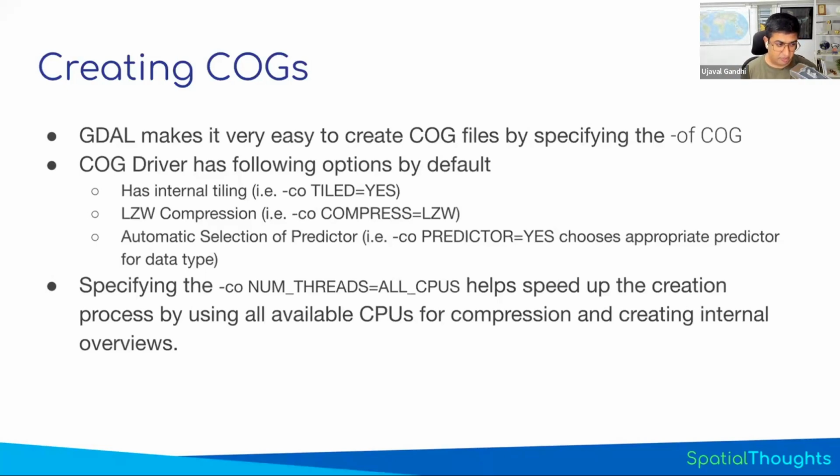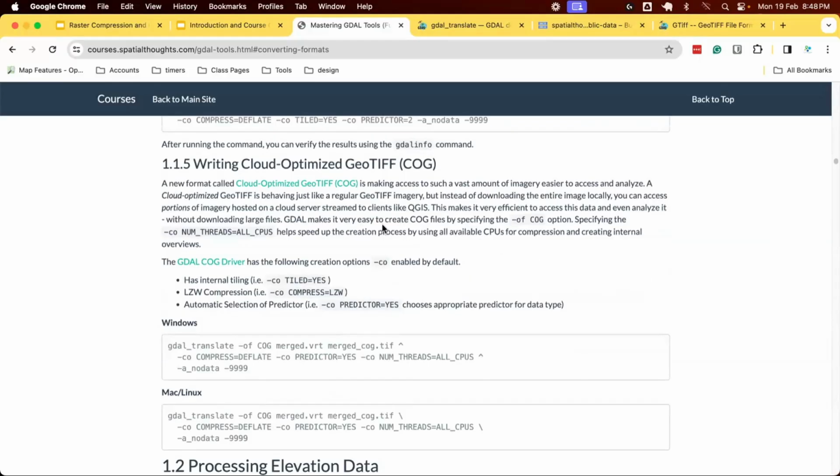So there is one creation option, NUM_THREADS=ALL_CPUS. That means if you have a multi-threaded CPU, say four threads or a four core CPU, it's going to use all of that for creating this. So generally when you're creating COGs, at least turn on this option, which will make the COG creation go much, much faster. If you have a very powerful computer, you can use this and it'll create COGs much faster than everything else.